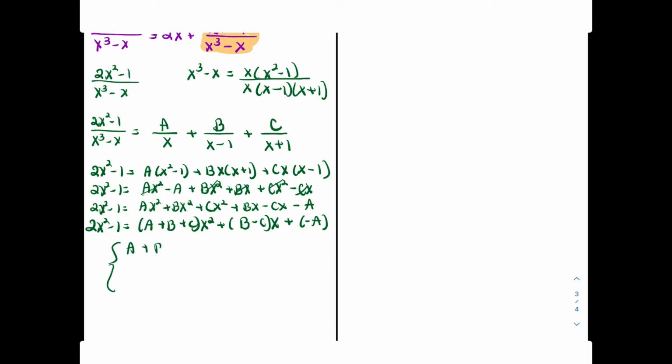On the right hand side, the coefficient of x squared is a plus b plus c. And on the left hand side, the coefficient is 2. So I set those two equal to each other to make my first equation.